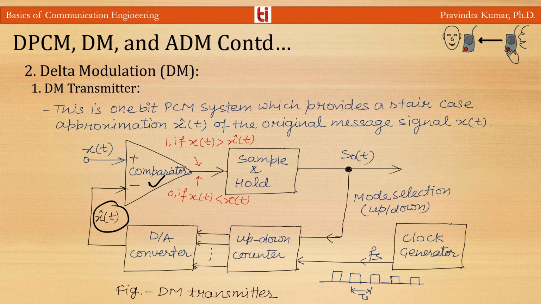The output of the sample and hold circuit is transmitted as the output of the DM system. The transmitted signal is also used to decide the mode of operation of the up down counter. The counter output is incremented by 1 if S0(t) is 1, and it decrements by 1 if S0(t) is 0 at the falling edge of the clock pulse, just like so.